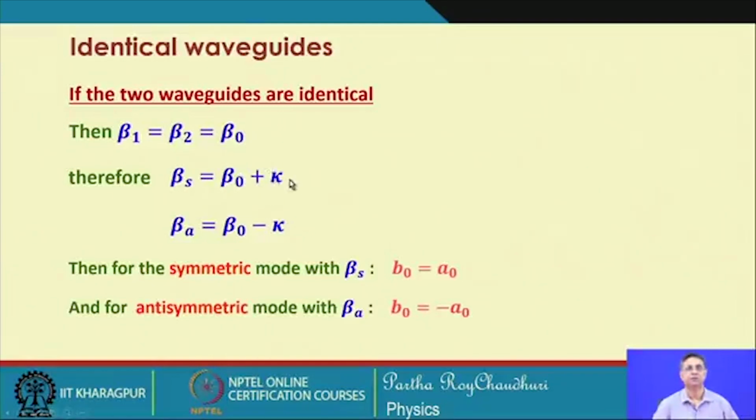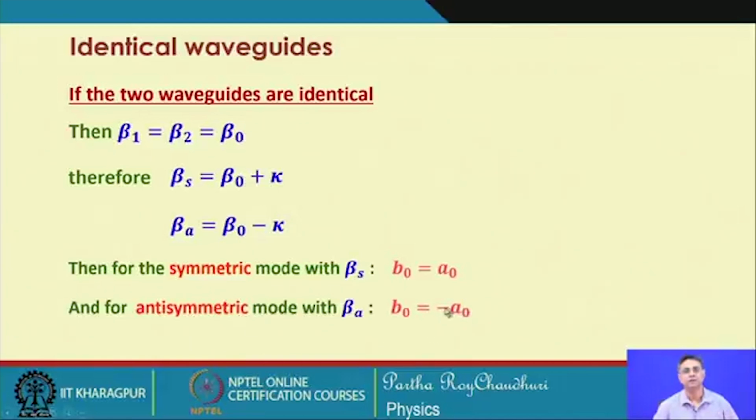So, this will become kappa, and beta s will be equal to beta 0 minus kappa. If you go back and look at the equation for kappa 1 1 and kappa 2 1, beta s and beta a now have this reduced form. Then for the symmetric mode, B 0 will be equal to B a. You can look at the governing equation for B a and B 0, and for the antisymmetric mode you see that there is a minus sign.